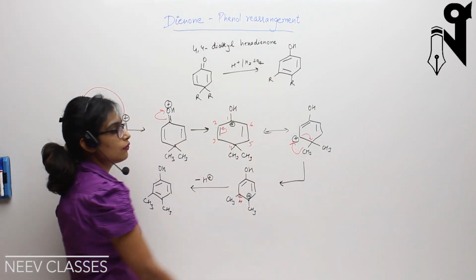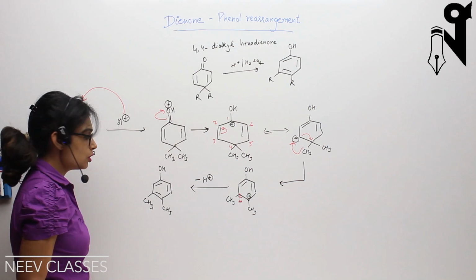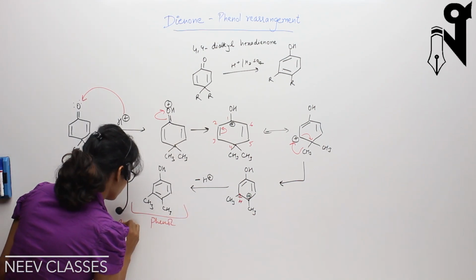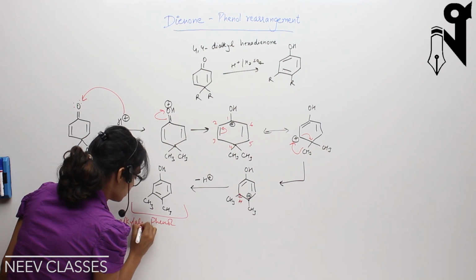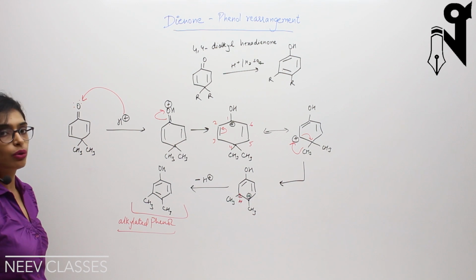CH3 has rearranged itself in such a way that the shifting or migration of the CH3 has happened from the fourth position to the adjacent position. This is our alkylated phenol. Right? And this rearrangement is called the dienone phenol rearrangement.